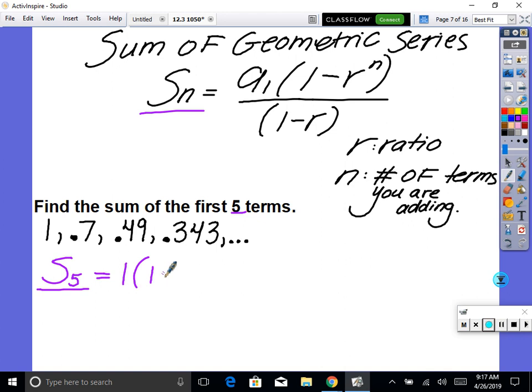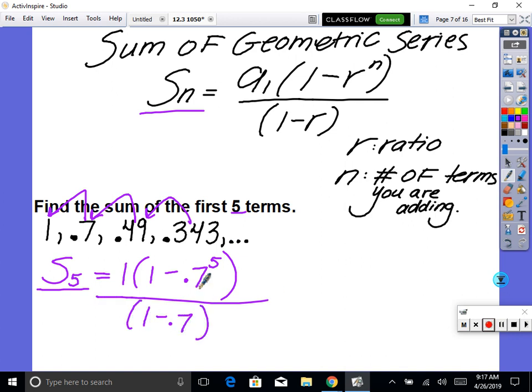And we have times by 1 minus, what is our common ratio? If you didn't know, you'd do this divided by this, divided by this, divided by this. So that would be 0.7. Does everybody see how our r is 0.7? So we have 1 minus 0.7 raised to the 5th, all over 1 minus 0.7. Now, I didn't put the 0.7 in parentheses because it wasn't negative 0.7. If it was, I would put it right here in parentheses.